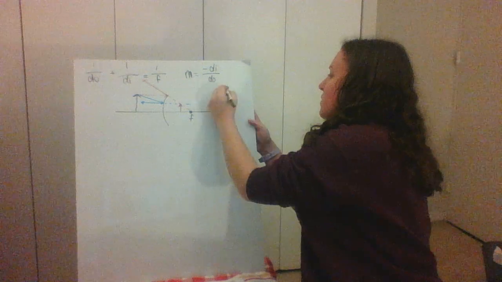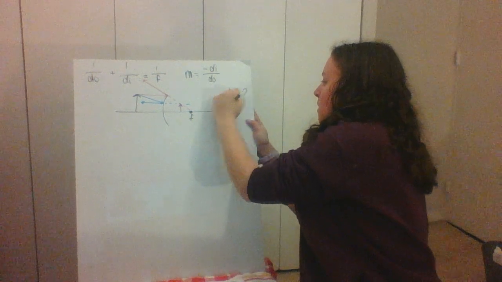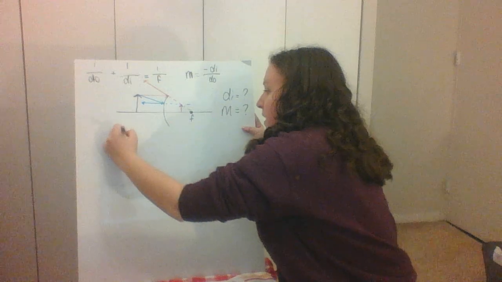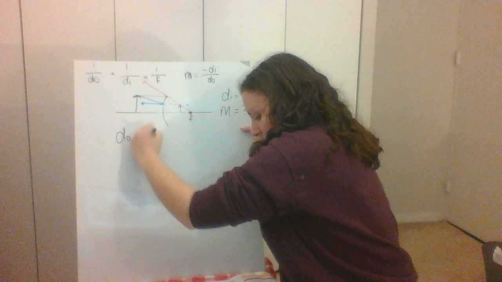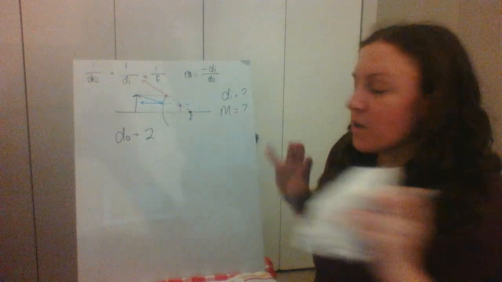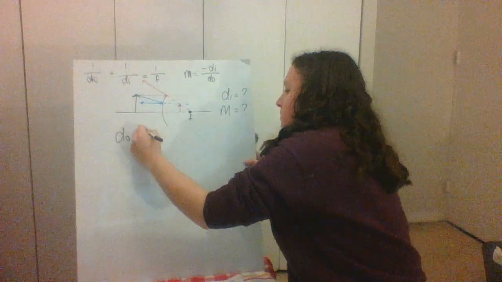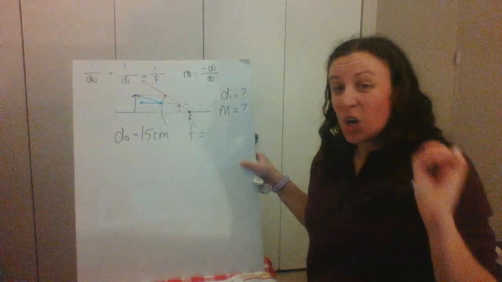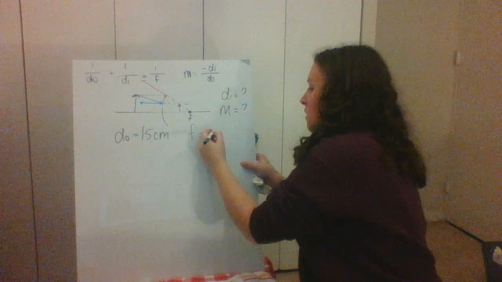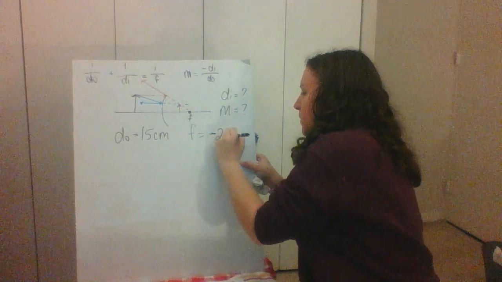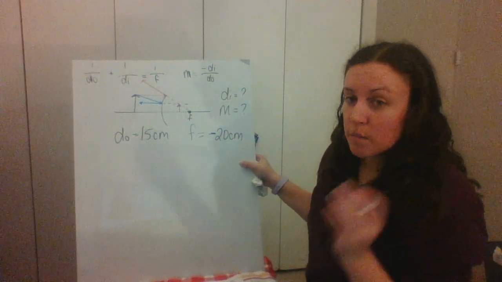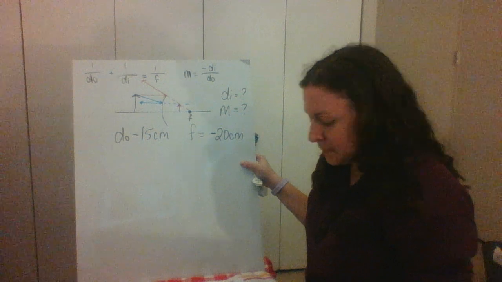Now let's do the math. You're still looking for DI and magnification. So let's say our object distance is 15 centimeters, and our focal length is always negative for convex, so it is negative 20 centimeters. I want you to find DI and magnification. Pause the video and then find them.